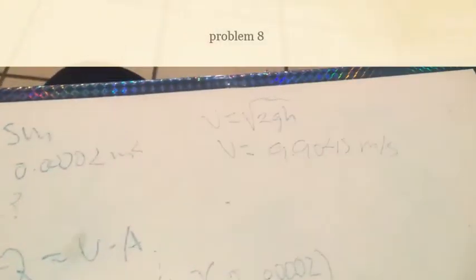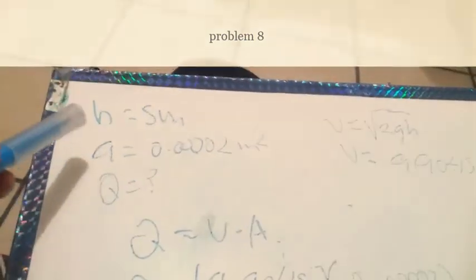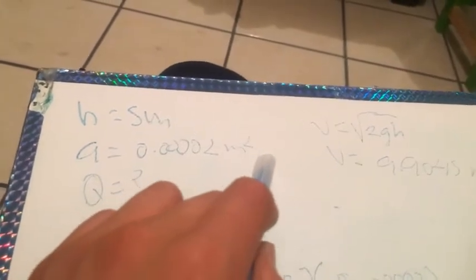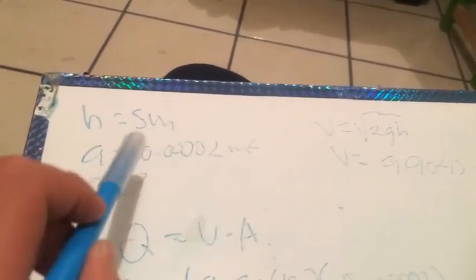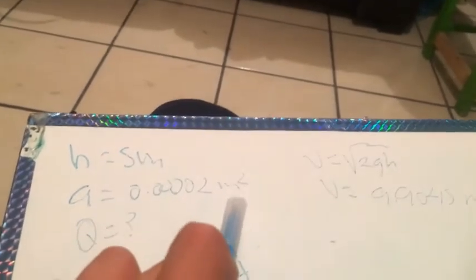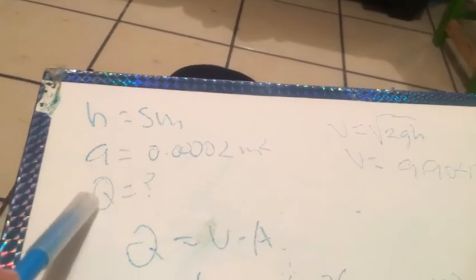In the eighth exercise, they are giving us the height, that is 5 meters, the area, that in meters to the square, not millimeters to the square. Meters to the square is 0.00002, from millimeters to the square. And they are asking us for the quantity of flow.